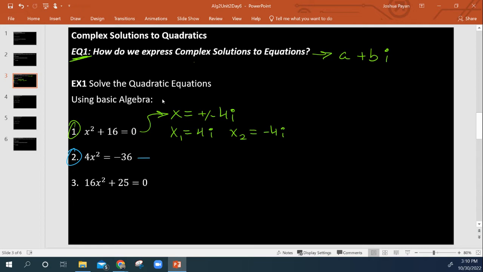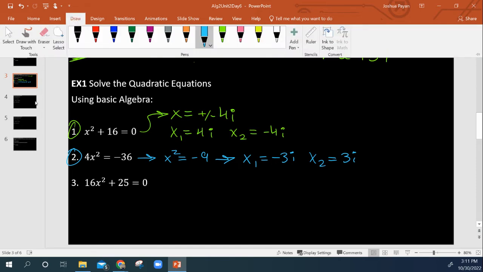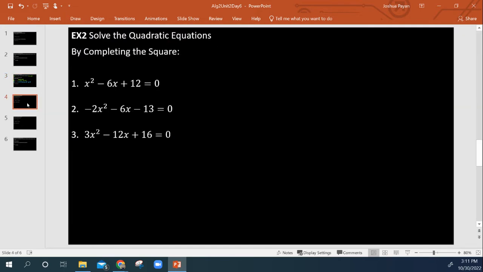Divide both sides by 4. We end up with x squared is equal to negative 9. And when we actually solve that, we get x1 is going to be negative 3i, because we're going to take the square root of both sides, and the other solution is going to be positive 3i. Okay, so not anything too new.